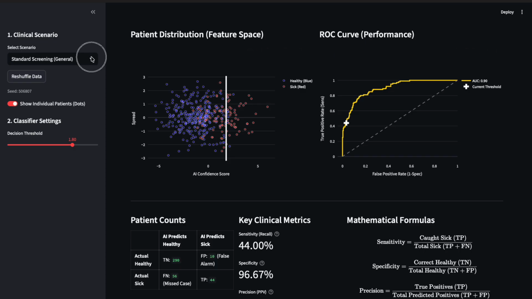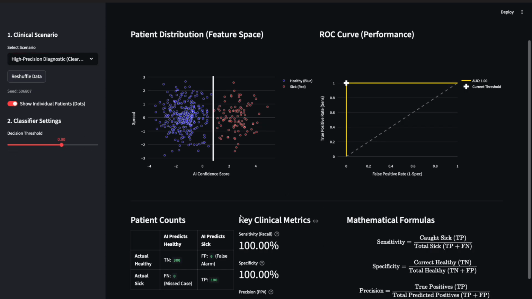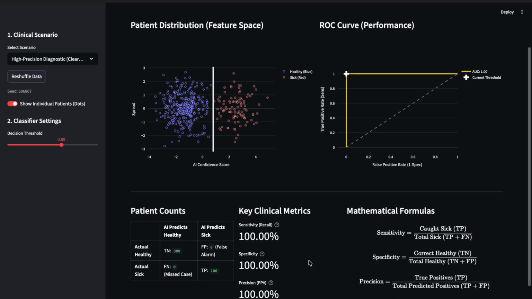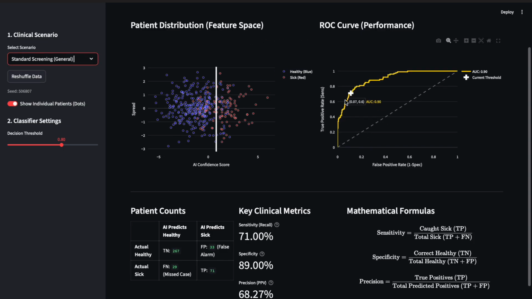So let's say we have a high precision diagnostic, with a different distribution. You see that here we detected absolutely everything correctly. So we always have 100% sensitivity, specificity, precision, so no mistakes. And our ROC curve is just a square, it's not a curve, so no mistakes. Usually we don't need machine learning in this case. Standard screening will always have some errors, you cannot be absolutely correct. And what does it mean?